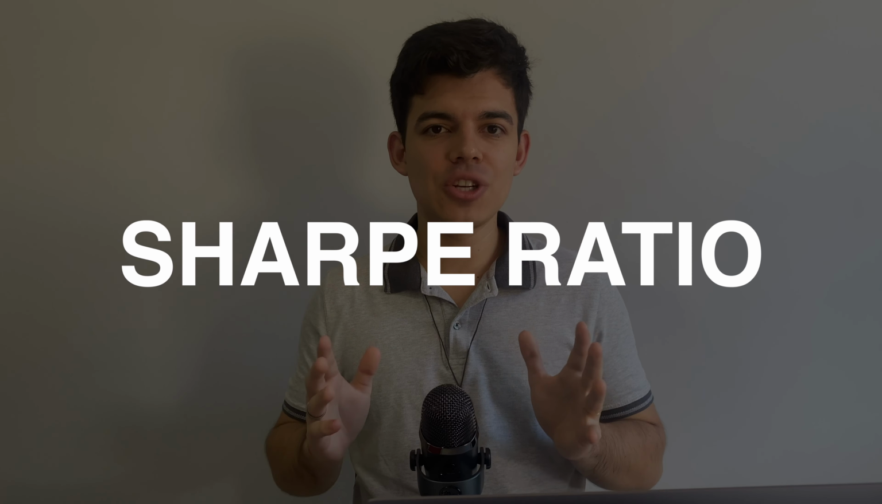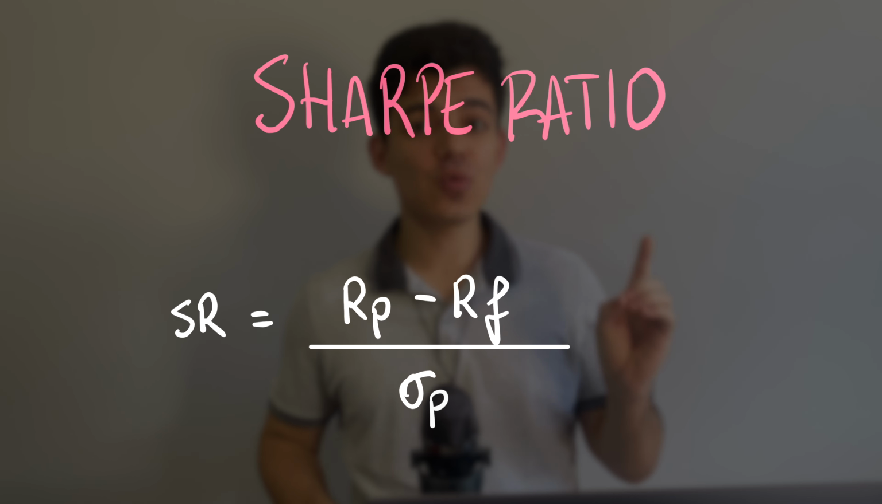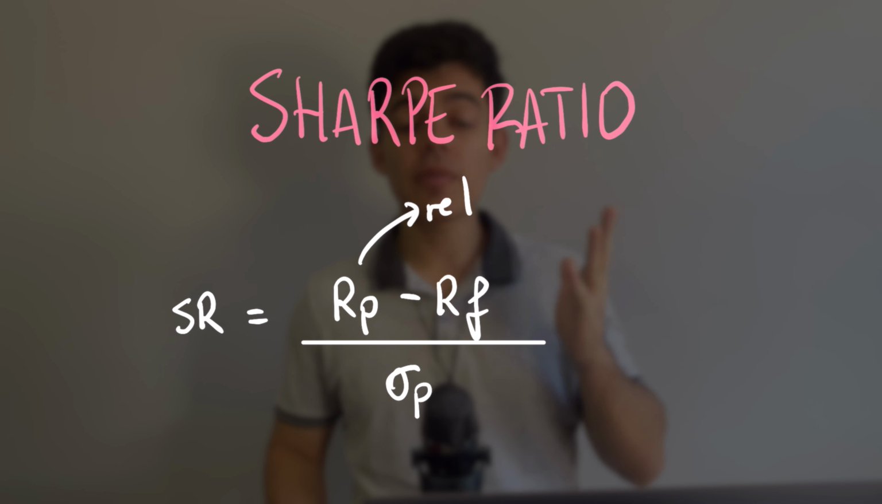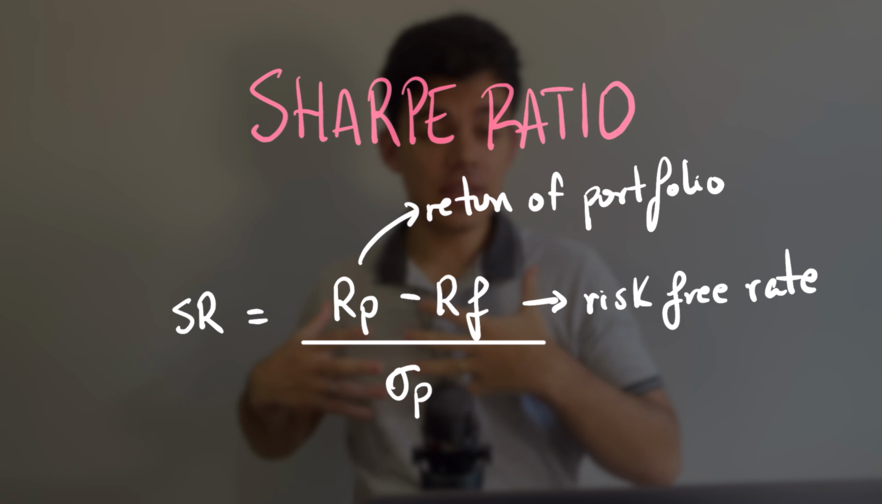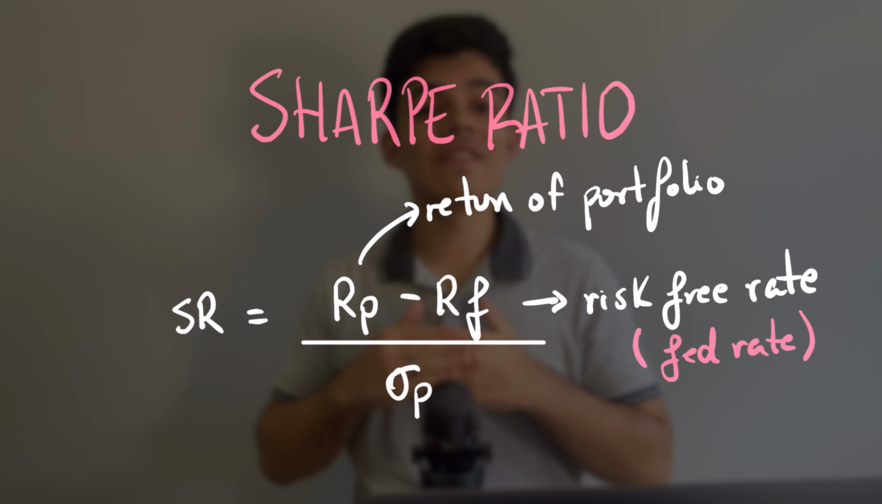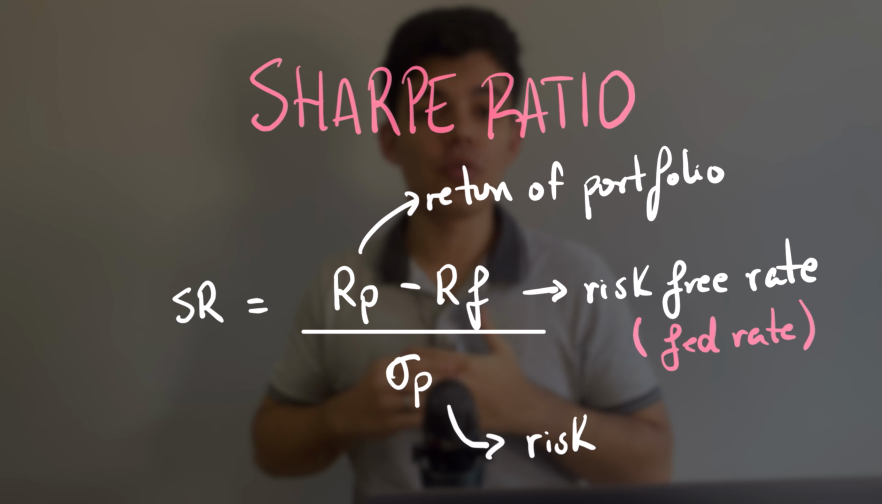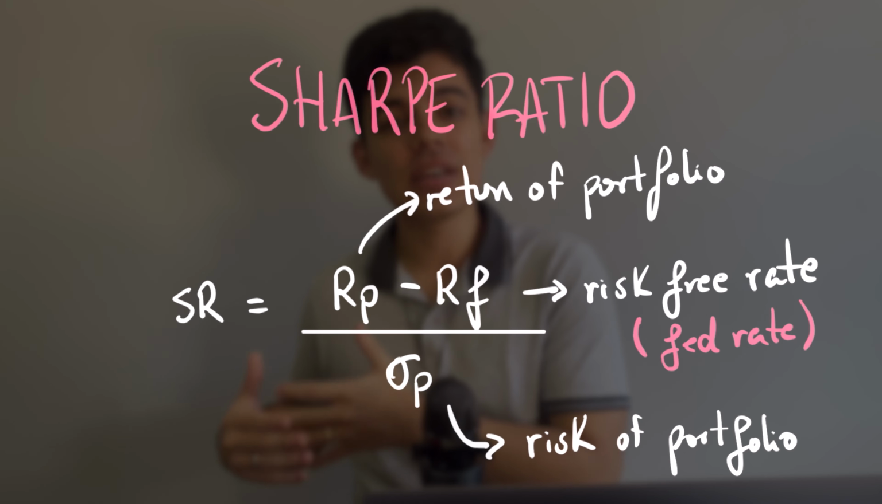Now, the first magic number is named the Sharpe ratio. The formula for the Sharpe ratio is this one, which basically means that you have the return of a portfolio minus the risk-free rate, which is the treasury yield, and we are going to divide that excess return of your portfolio by the volatility of the portfolio.